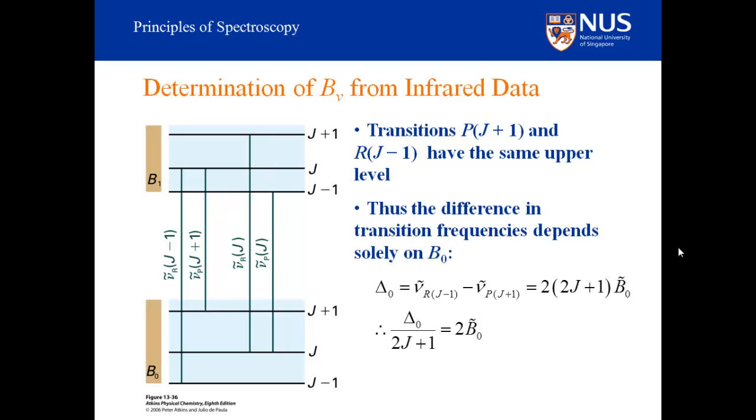The transitions P of J plus 1 and R of J minus 1 have the same upper level, so therefore I can take the difference between them. I can write this down in terms of the rotational energy, and this energy is simply 2 times 2J plus 1 times B0. And if I rearrange this expression so that the energy gap is denoted by delta 0 and divide through by 2J plus 1, the result is 2B0. The expression has the same value for all values of J.